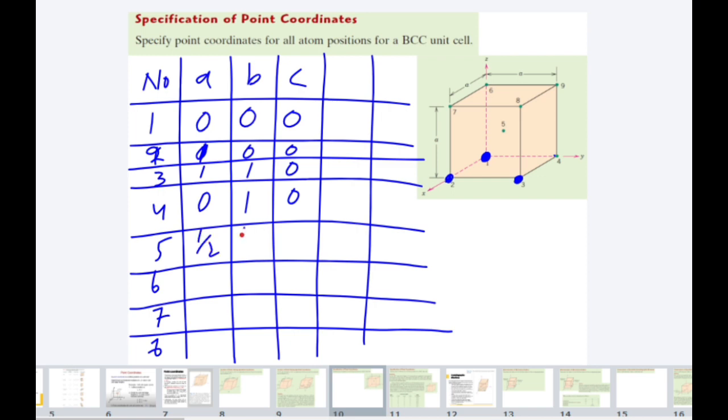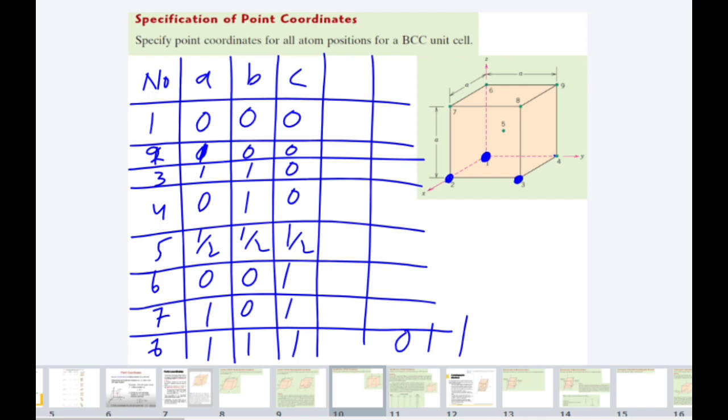For point 5, we have half, half, and half, right? For point 6, 0, 0, 1. Very good. Point 7 is 1, 0, 1. Point 8 is 1, 1, 1. And finally point 9 is 0, 1, and 1. So this is how we locate the points in the unit cell, right?